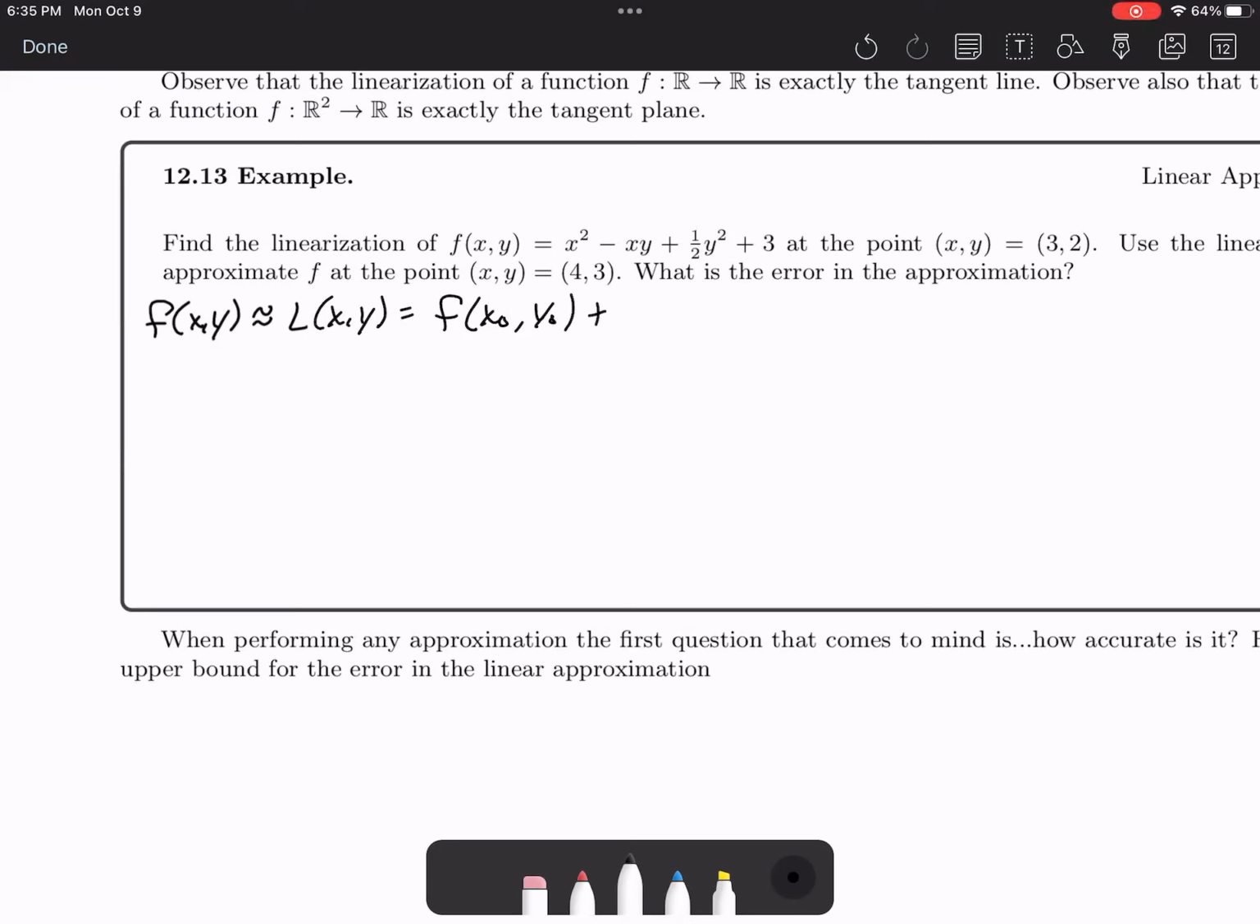So this function is a function of two variables, x and y. So the partial in the x times the distance traveled in the x, where it's understood where I write f sub x, that partial is a function of x and y.